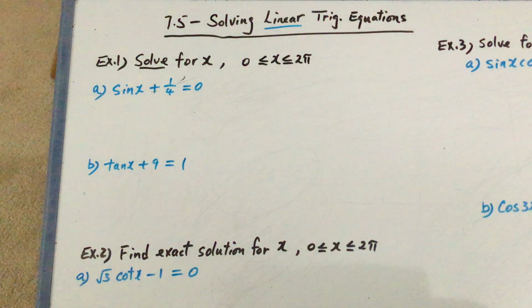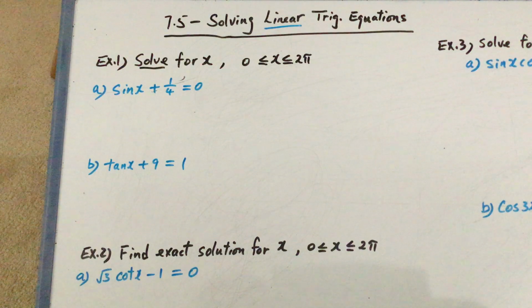Hello everyone. Today's lesson is on 7.5, solving linear trig equations. Solving means you have an equation with an unknown that you want to solve. But in this particular section, we are looking mainly at linear trig equations. That means there are no exponents, right? The exponent is always 1. That's what linear is for.